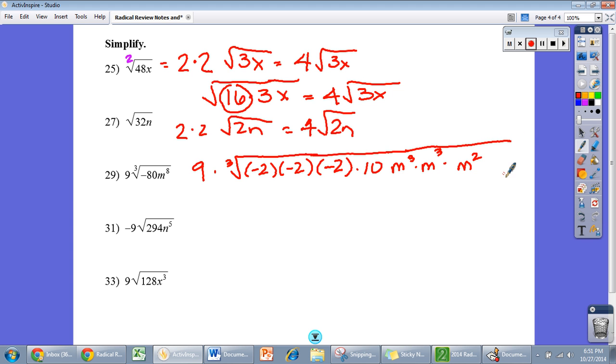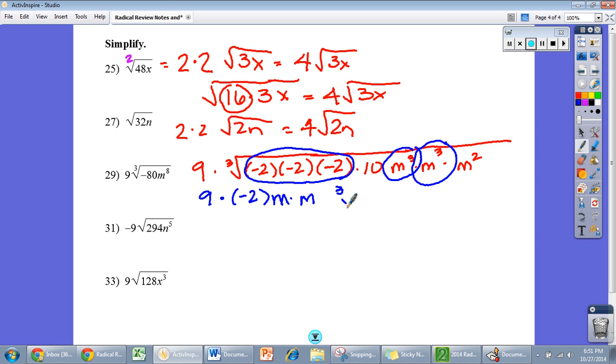And so now I have this broken down into pieces such that I can circle it and bring it to the outside. So I have a pair of 3, so I can bring it out. So 9 times that negative 2. 10 I can't do anything with, it's not a perfect cube, but I've got m to the third, and the cube root of m to the third is m. And that's all I can bring outside. And what's left inside is my 10 and my m squared.